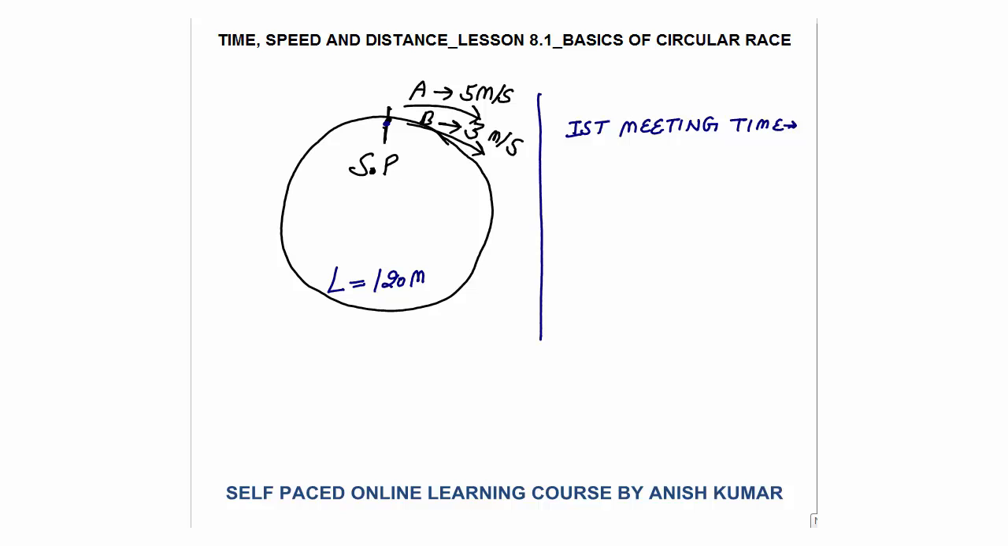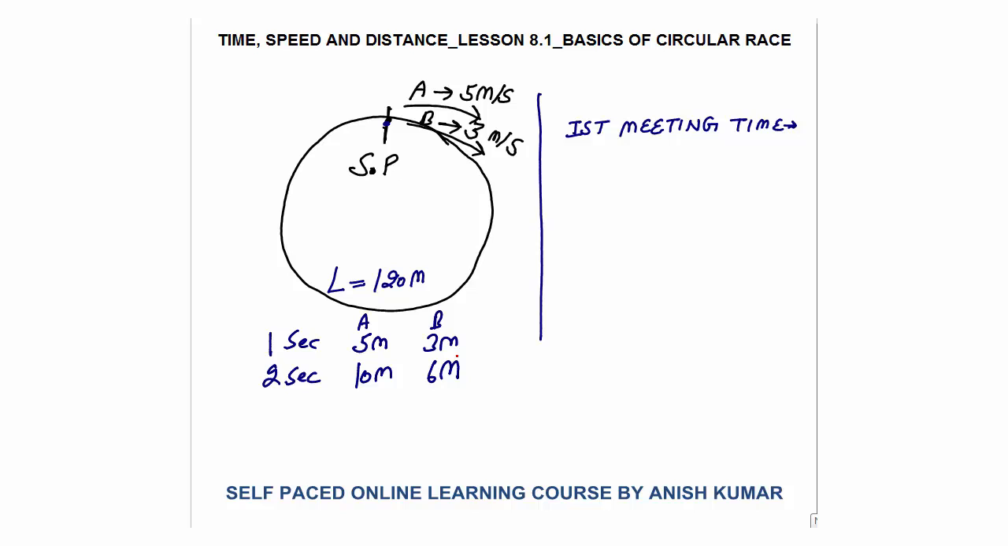Now as the race will start, you can see that the faster runner will move ahead of the slower runner, because you can see what will happen after 1 second. After 1 second, A will run 5 meter and B will run 3 meter. After 2 seconds, A will run 10 meter and B will run 6 meter. Now you can see that after each and every second the gap is increasing between A and B.